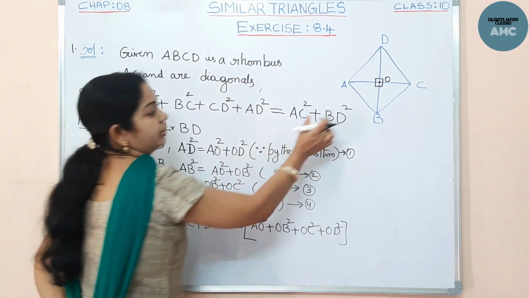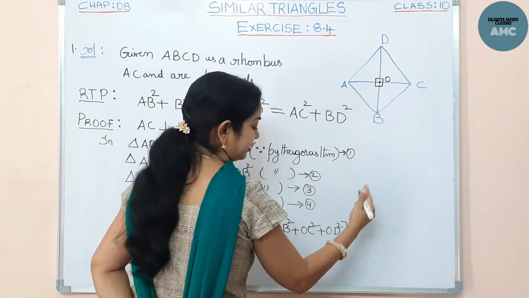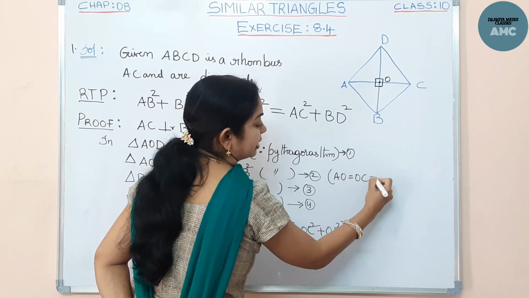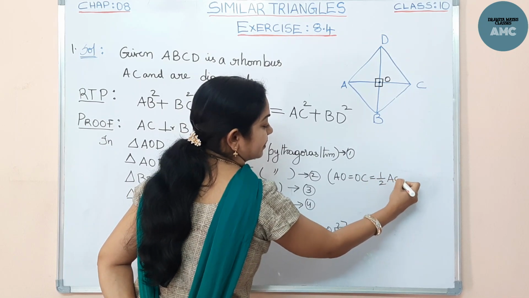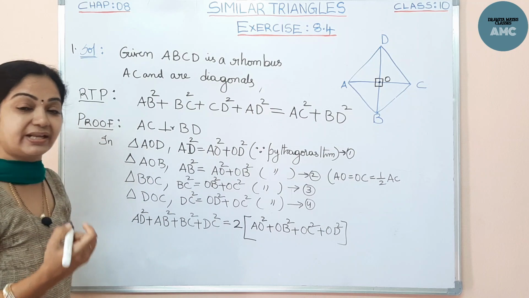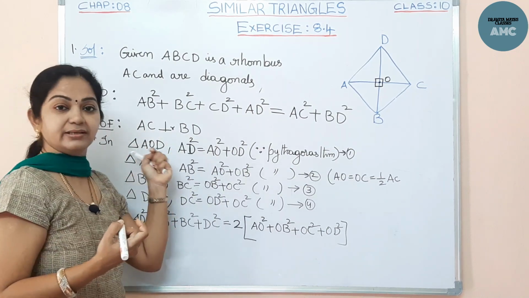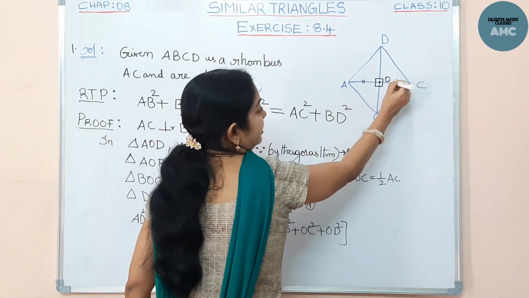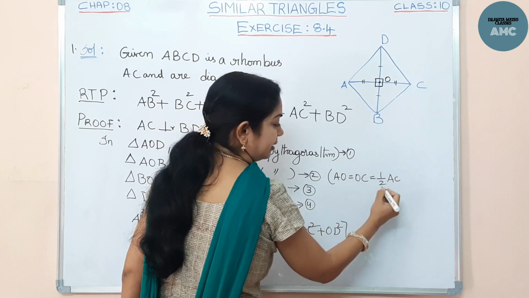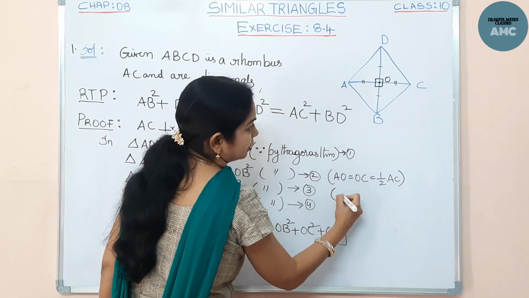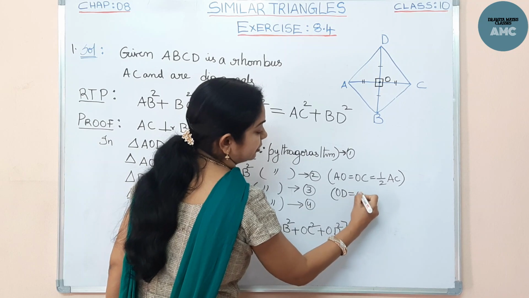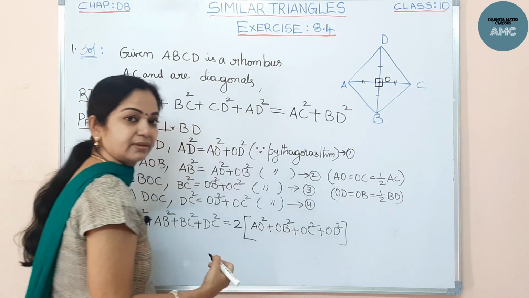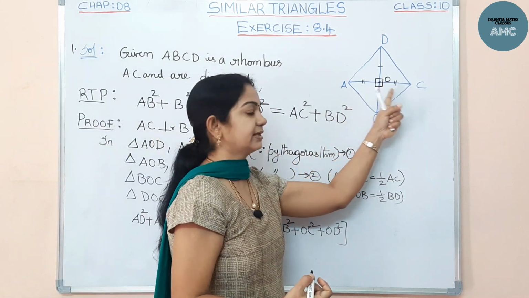Now, here AO is equal to OC. That can be half AC, isn't it? Half of AC, because we are saying that these 2 diagonals bisect. Bisect means equally. They are making equal angles like this. And again we will write here OD or OB, that is OB is equal to half BD. That means they are equally bisecting.